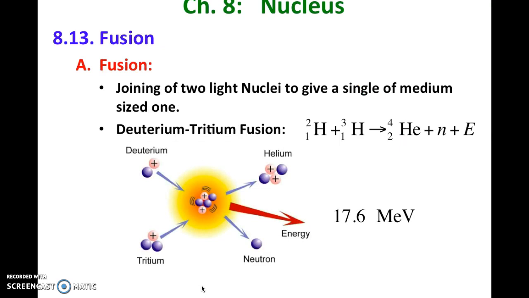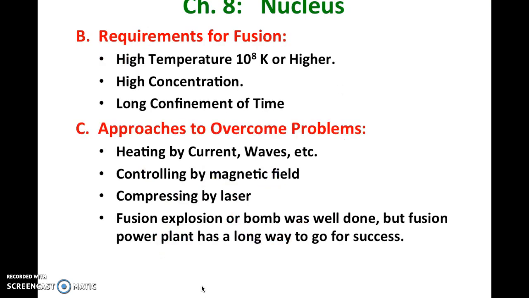As another process for nuclear energy, fusion refers to joining 2 light nuclei to give a single medium-sized one. For example, the fusion of 2 isotopes of hydrogen, deuterium and tritium, can release 17.6 MeV energy. Hydrogen bomb from fusion has been very successful for many years, but a fusion reactor has not yet been made because it requires extremely high temperature, over 10^8 Kelvin, high concentration, and a long confinement time.